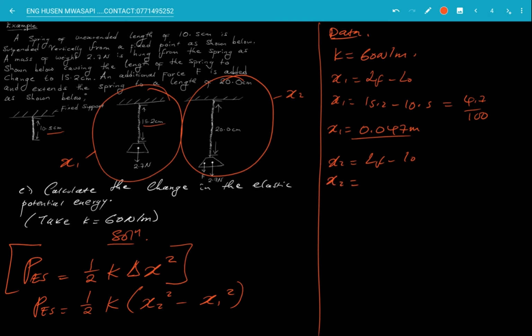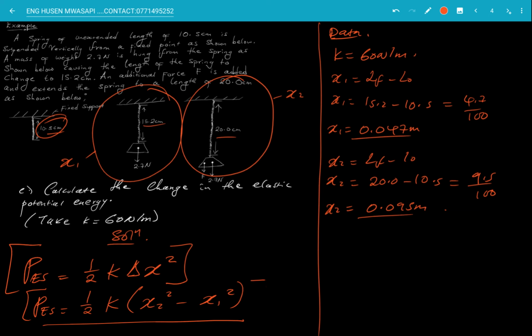Then extension 2, length final minus length initial. Extension 2 is equal to length final, which is this one now, 20.0, minus initial, which is 10.5. And if we compute this, we end up having 9.5 divided by 100. Extension 2 is equivalent to 0.095 meters.